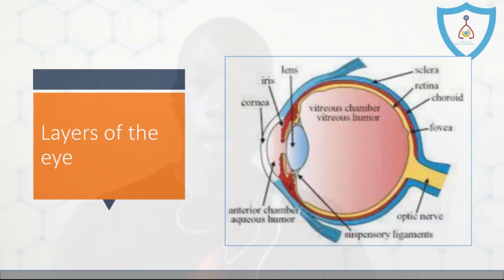Now, the innermost layer of the eye is the retina, or the neural tunic, and the retina, again, extends all the way to the anterior part like that. The retina contains the sensory receptors, and that is why we call it the neural tunic. So the sensory receptors are found on the retina, and this is where the sensation is going to take place.